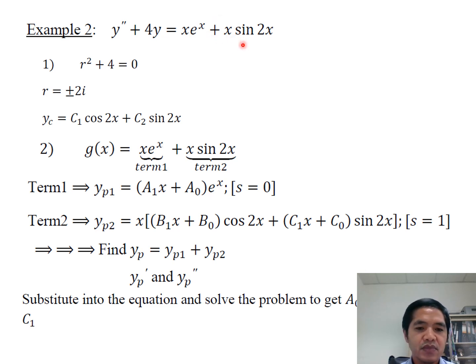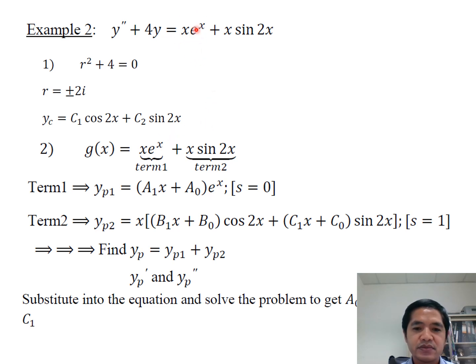Okay. So first, start with the corresponding homogeneous equation, which is y double prime plus 4y equal to 0. y double prime is r squared plus 4 here. So in this case, r equal to plus and minus 2i. So that means yc is, this is case number 3. So yc equal to c1 cos 2x plus c2 sin 2x.